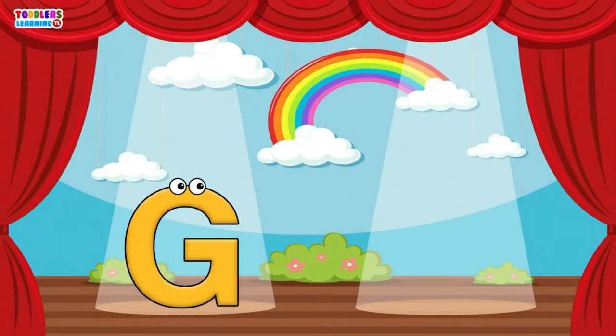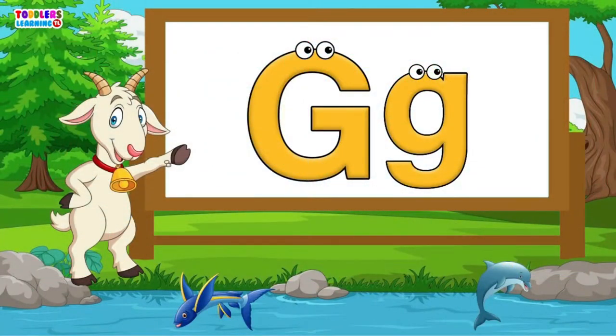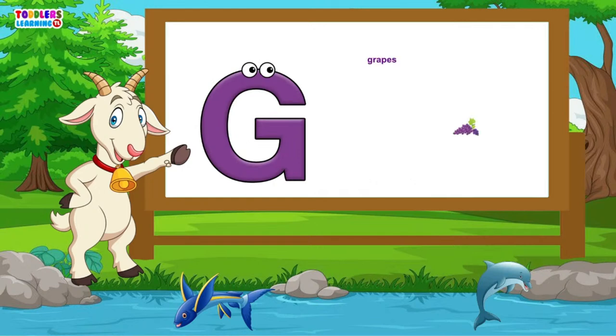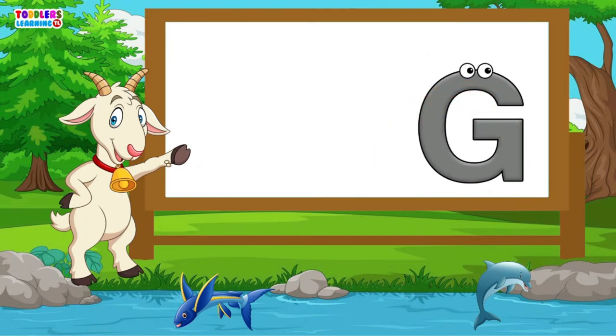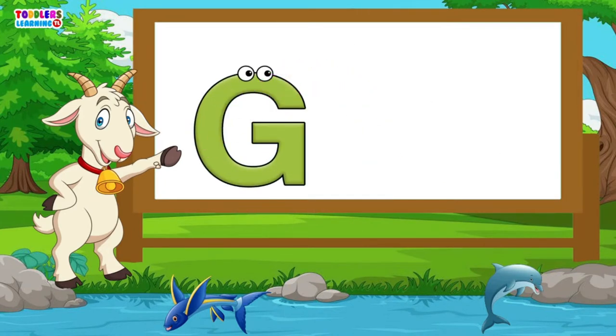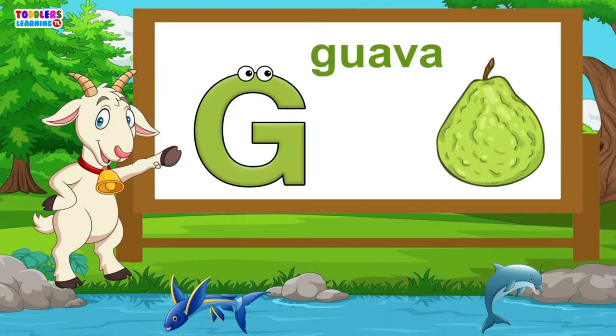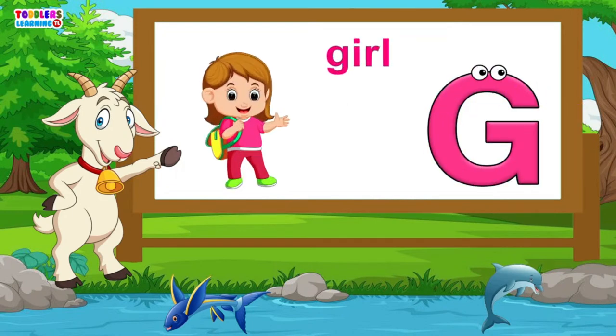This one is uppercase D. This one is lowercase D. Today we will learn different words that start with letter G. G. The sound of G is G. G for grapes. G for golf. G for guava. G for girl.